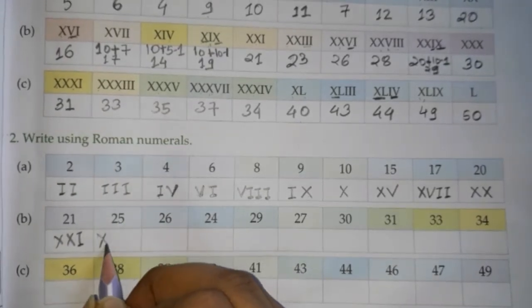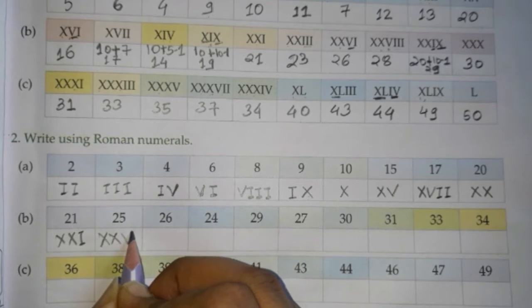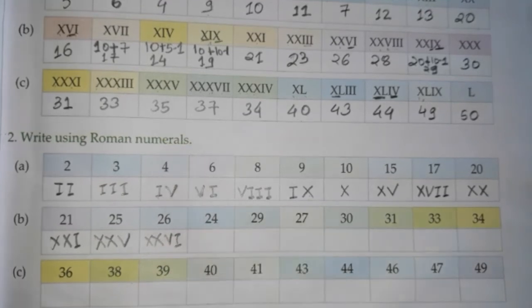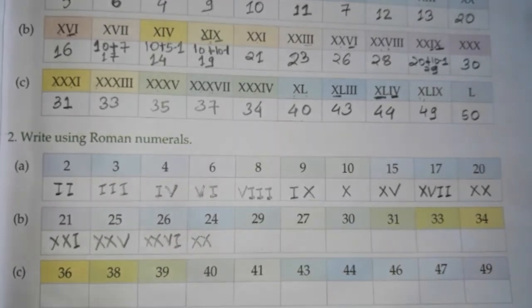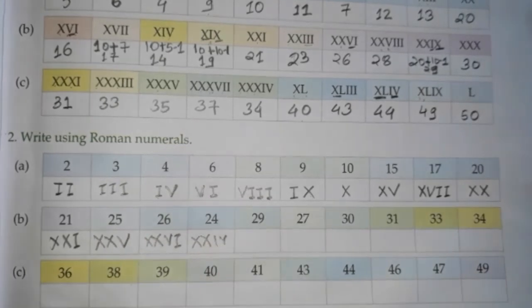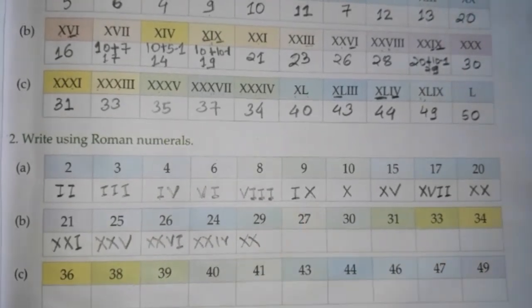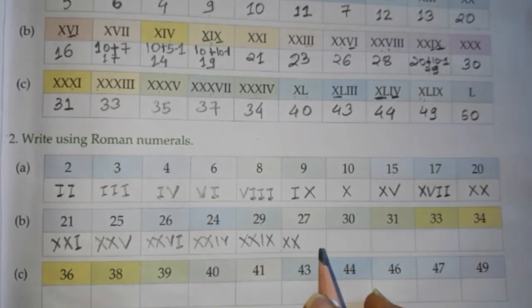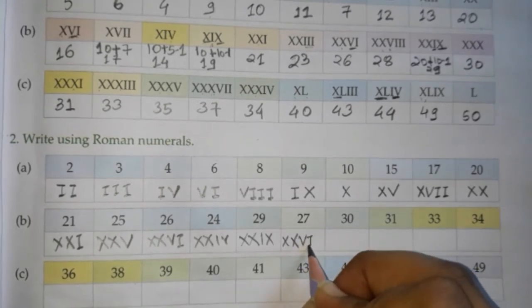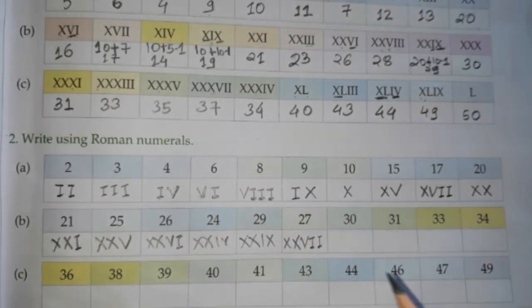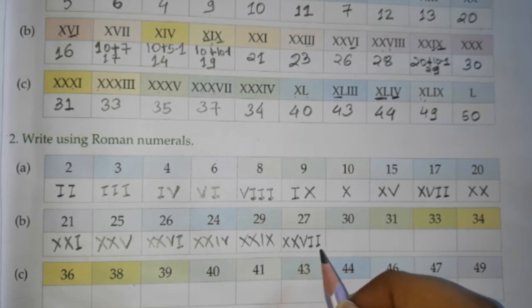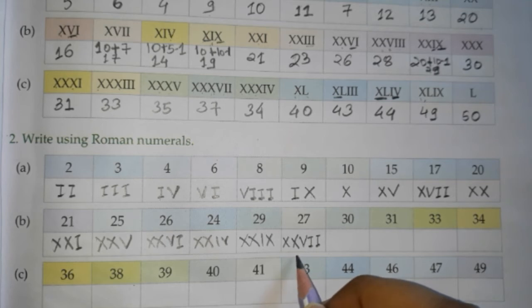25 can be written as XX, 20, and V, 25. 26 can be written as XX, 20, and for 6 we use VI. 24 is XX plus, and for 4 we can use IV. 29 is XX plus, and for 9 we've already made IX. 27 is XX, that is 20, and for 7, V means 5, I means 6 and another I means 1, we are adding 1 to it, 20 and this VII, that means 7, 27.